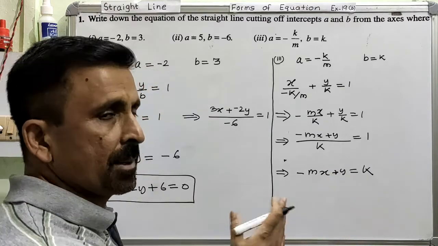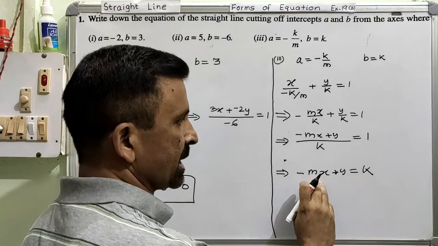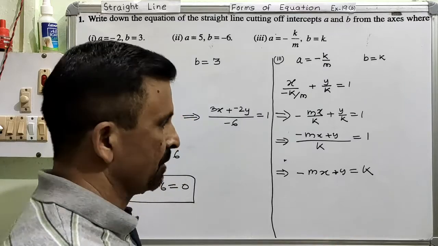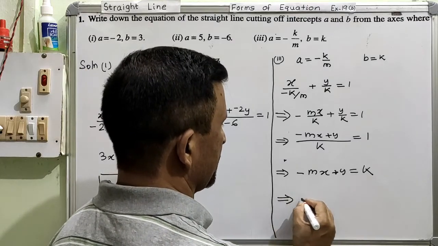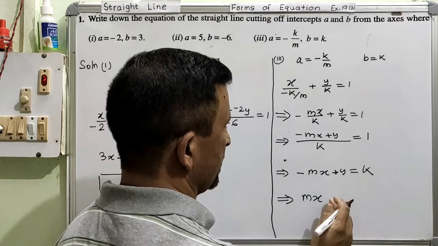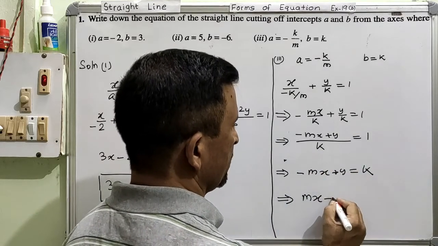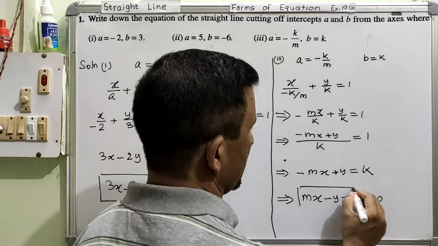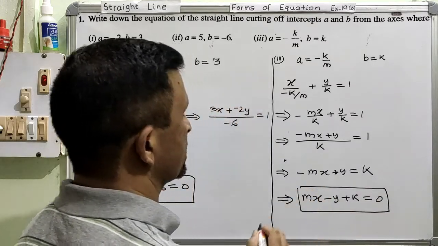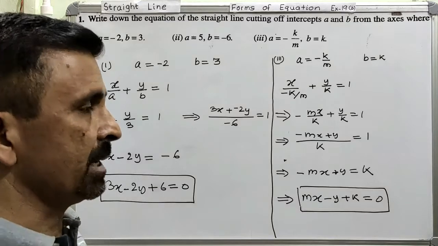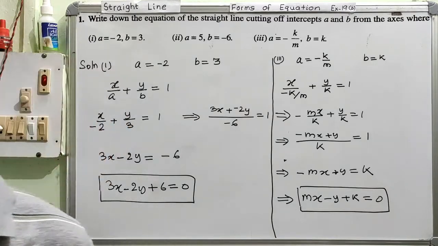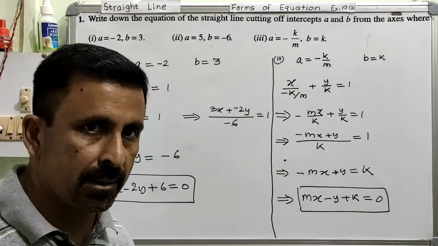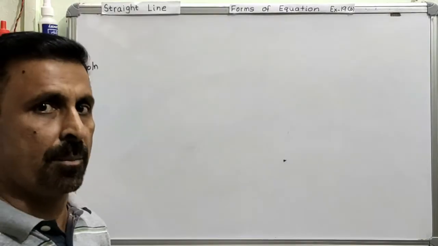Now you can do a little bit of arrangement. Because the first term is negative, I can take it to that side and it becomes positive, because a first term looking negative is not good. So mx is moved to the right side, so it became positive. This y also goes to that side and becomes negative, and then plus k will remain on the same side. This is your final equation. So you might have found it very simple. If you have the intercepts, the x-intercept and the y-intercept, then writing the equation is a very simple task. Clear? Thank you.